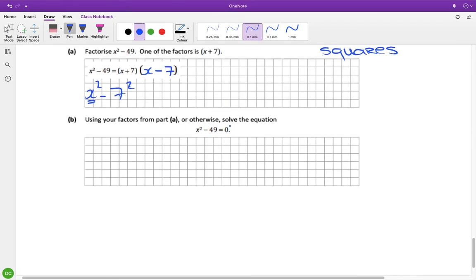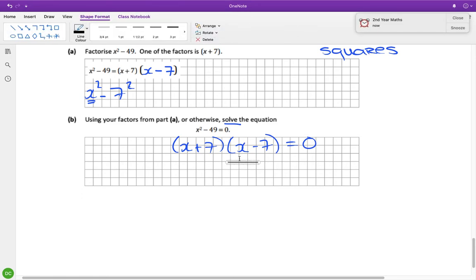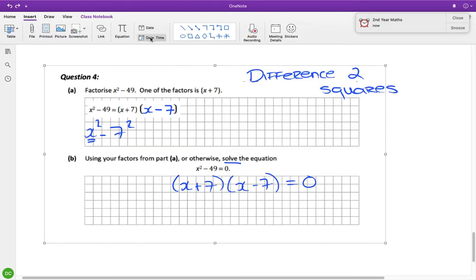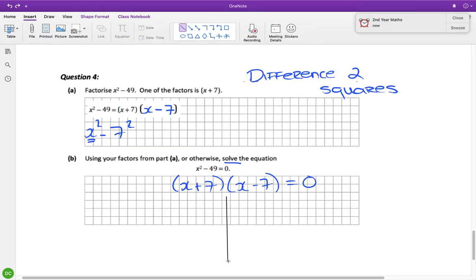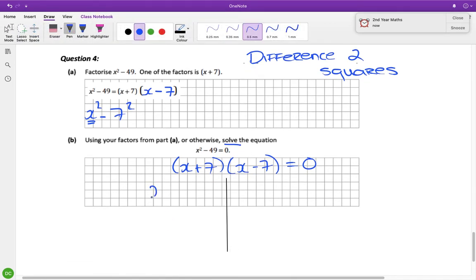Okay, and then we're being asked to solve the equation. So we've already established that when you factorize, it's x plus 7, x minus 7. So from this point to solve, this is where you split the page. Sorry, no. So you split the page and you let your first bracket equal 0 and you let your second bracket equal 0.